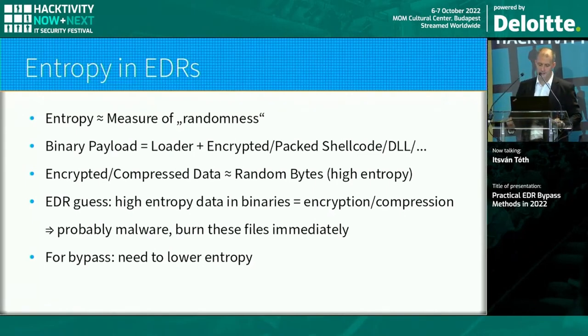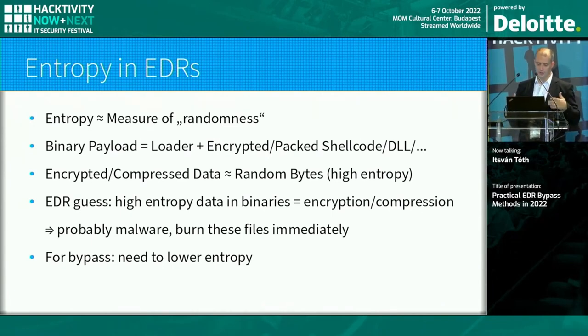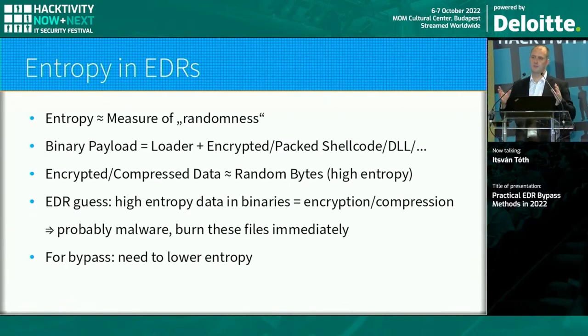And the EDR's guess is that high entropy data in binaries means encryption or compression, and if there is some encryption in binaries, EDRs flag it as malware and burn these files immediately. So the EDR doesn't know how to decrypt it, but the encrypted binaries are put in the set of malware. So for bypass, if you use such payloads, we need to lower the entropy somehow.